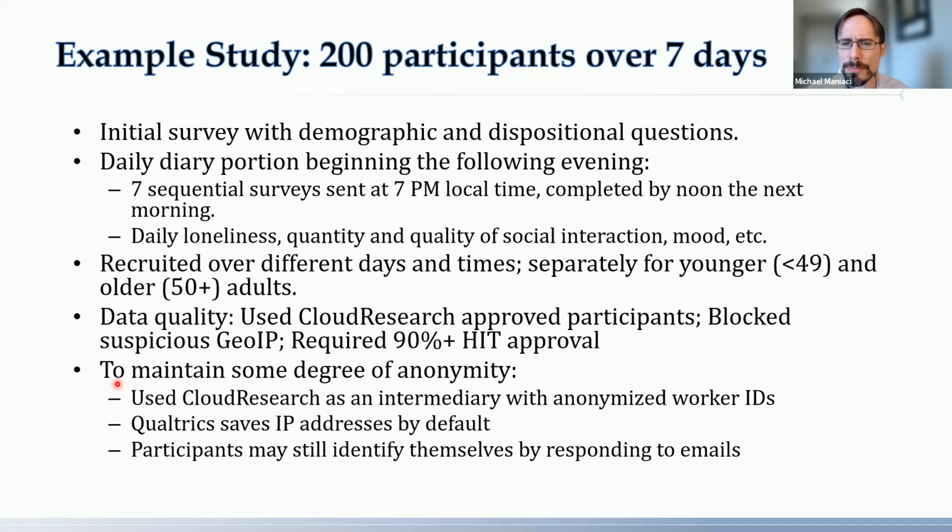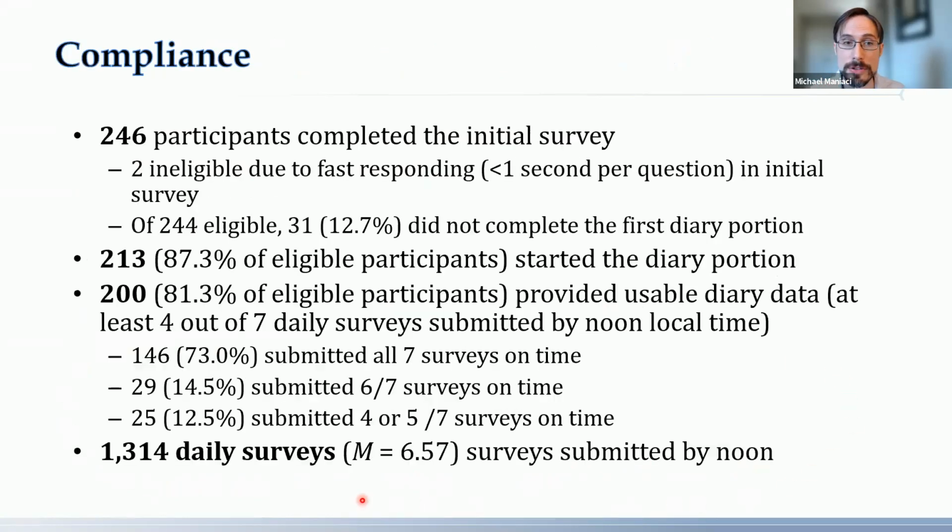Now, I say some degree of anonymity because Qualtrics and other survey programs often save IP addresses by default, so you need to be careful about what you're actually recording. And we had participants identify themselves, so we sent these links that included an anonymized worker ID, but if participants respond through the Mechanical Turk interface, that includes their email address and name and so on. So participants can identify themselves, but this is dramatically greater anonymity than what's typical in these kind of intensive longitudinal designs.